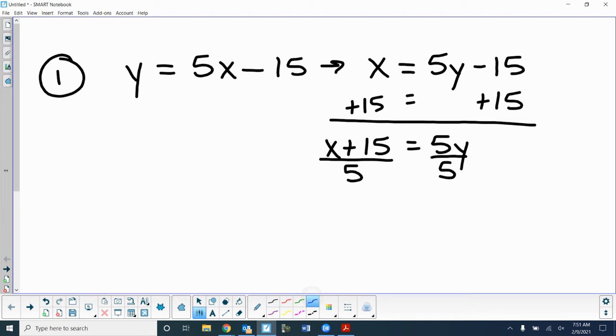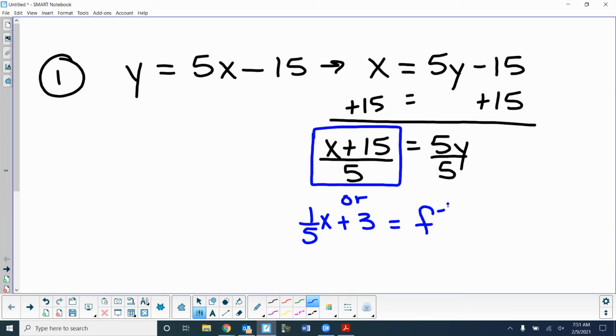So this is okay if you want that. Or some people split this up into two fractions. You could write it as 1/5 x plus 3. And if you want to write f inverse, you can. You don't have to. If you just leave it like that, that's fine. Nothing wrong with that. Any questions on that? First two are pretty easy.